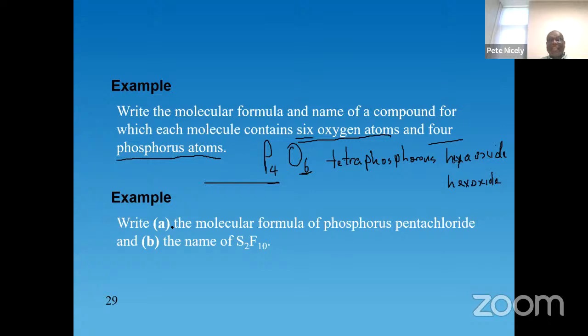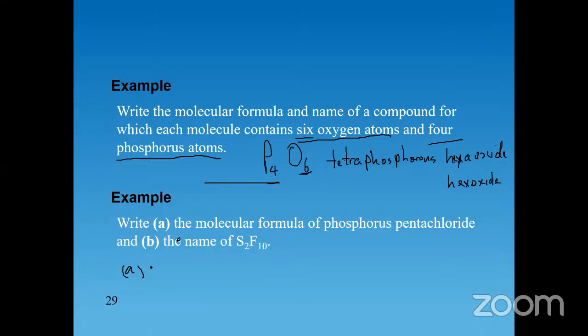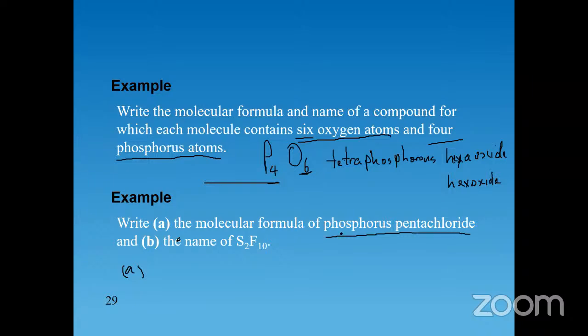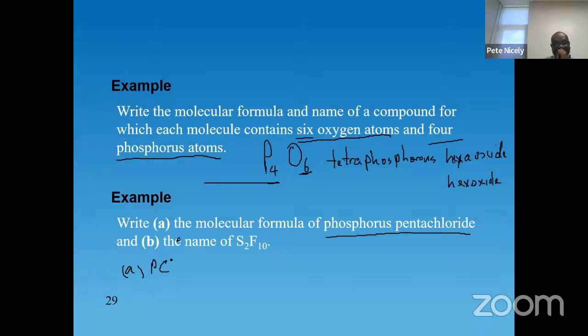The next example says, write the molecular formula of phosphorus pentachloride. Okay, so let's deal with that. What would be the molecular formula for phosphorus pentachloride? The question is asking for the formula. So that's P, and then penta is 5, so chloride 5. Cl, and then 5. All right.